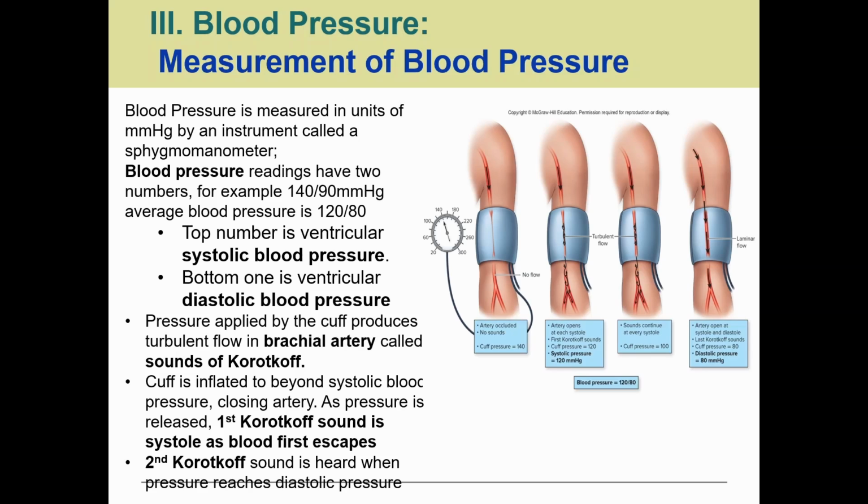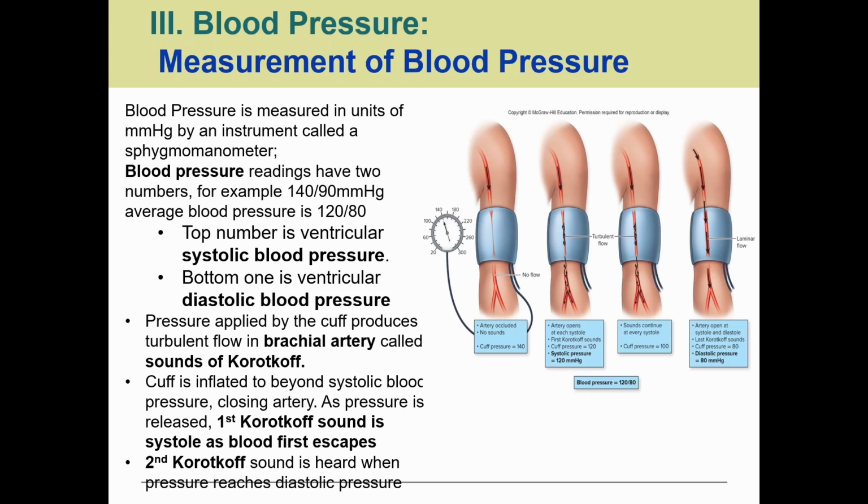We call it the sound of Korotkov. So we get that turbulent flow when the ventricles contract, and we hear it every single time the ventricles contract until finally we get to the very last sound. So we go beyond blood pressure, we close off the artery. The first sound is the systole. The second sound comes when pressure reaches diastolic pressure. Now we hear laminar flow. That's the last sound, which means we're back to normal.